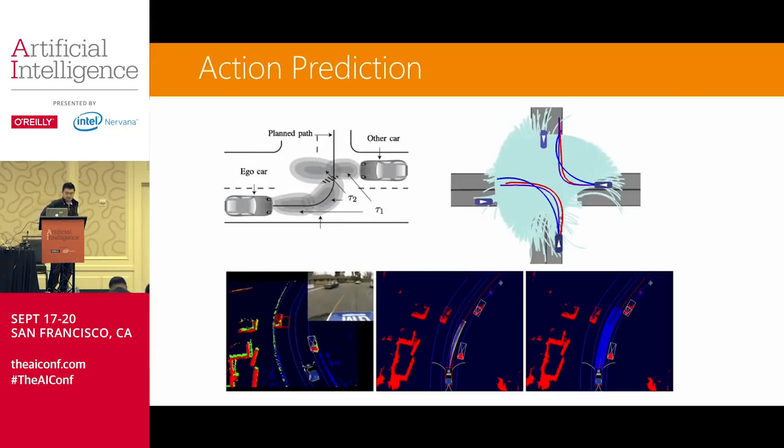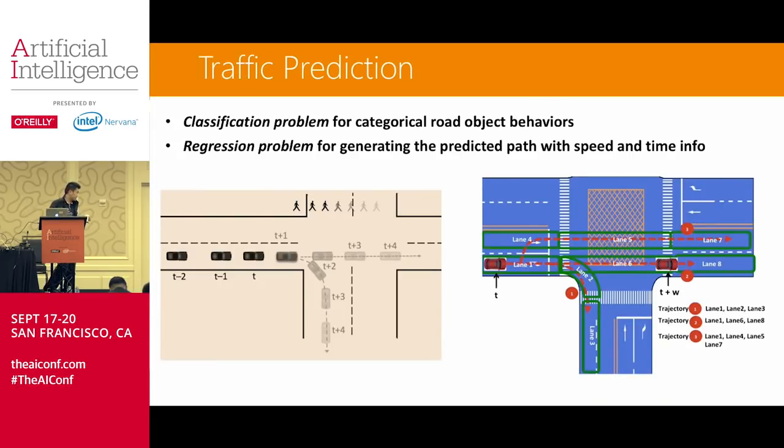So action prediction. What is action prediction? Say you have a car, that's your car, and you want to turn left. On the other side, there's another car coming forward. You want to predict whether this car is going forward or turning right, so that you can plan your action accordingly. Similarly, you have traffic prediction.